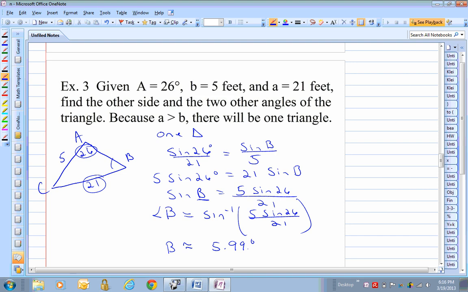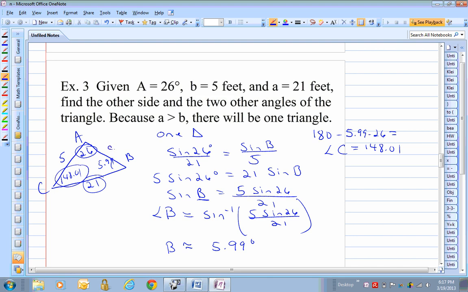From there, if this is 5.99 degrees, you could subtract the 5.99 and the 26 from 180. I'll do that: 180 minus 5.99 minus 26, and we find that angle C is approximately 148.01, which it certainly doesn't look like in my drawing. All right, 148.01.